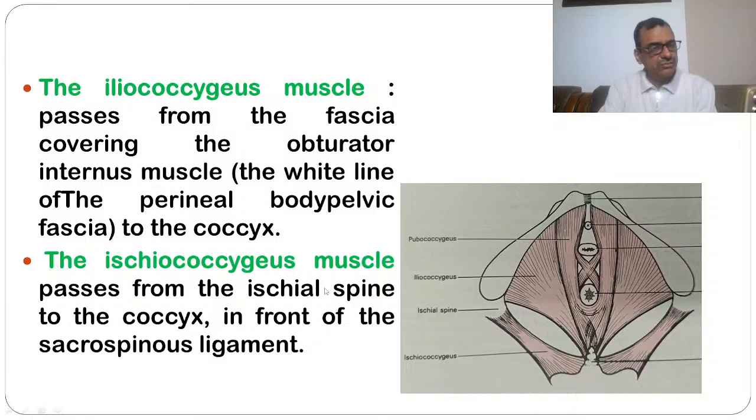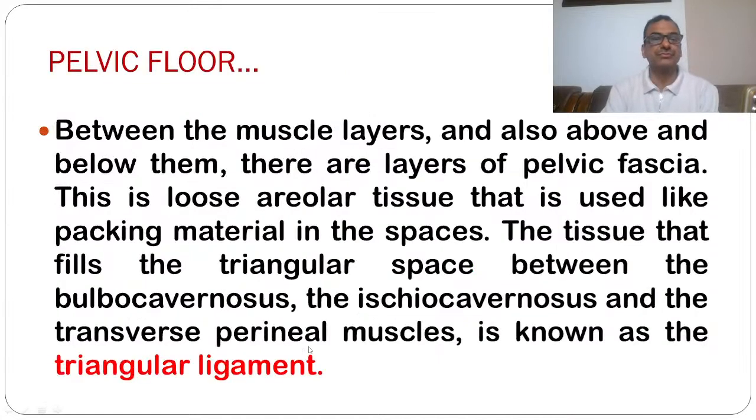Then ischio-coccygeus muscle, it starts from the ischial spine, and some fibers go to the coccyx and some to the sacrum. But we call it ischio-coccygeus muscle.